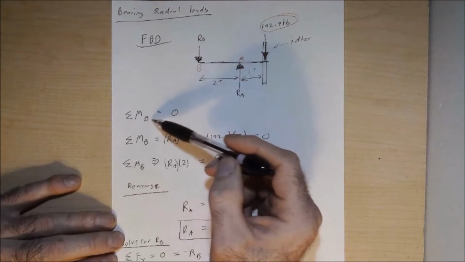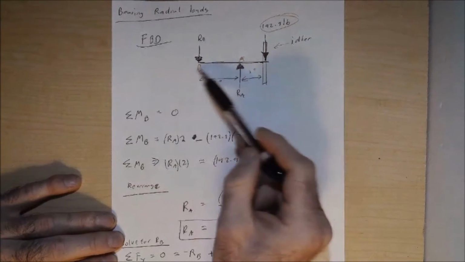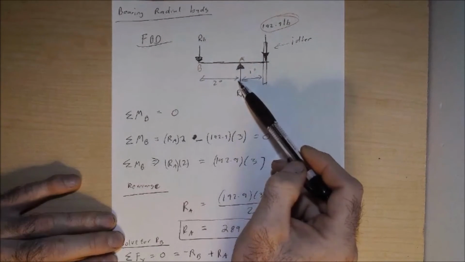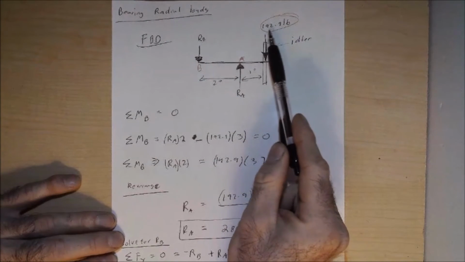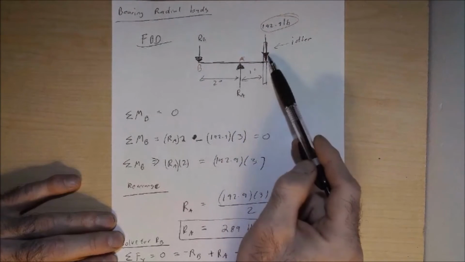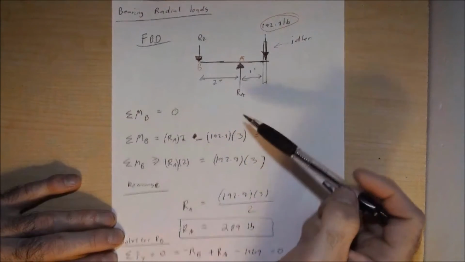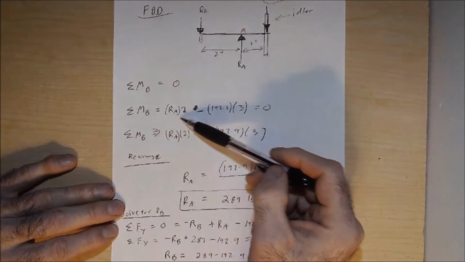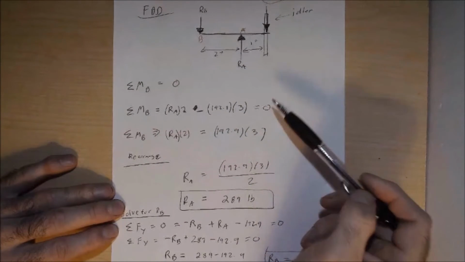So we can plug this in. Summation of moments about B. Well, what we have is our R sub A acting about B, which is R sub A times the perpendicular distance of 2 inches with our right-hand rule. That's positive. But then we have our 192.9 times 3 inches, that total distance perpendicular to this load here, which is going the opposite way, which is negative according to our right-hand rule. So summation of moments about B is RA times 2 minus 192.9 times 3 is equal to 0.